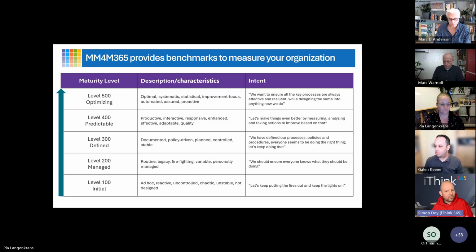But then as we want to move away from that chaotic world, we move up the levels to level 200, where we start to realize that we need to improve these things. We need to understand and make sure that people understand and know what they need to be doing.